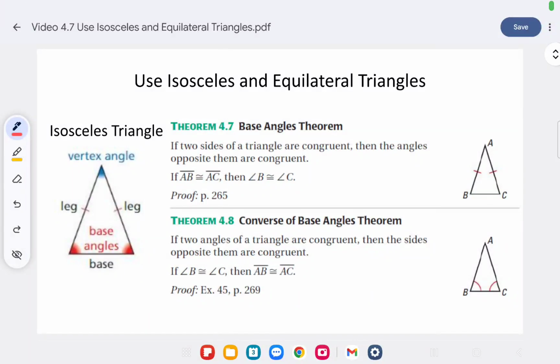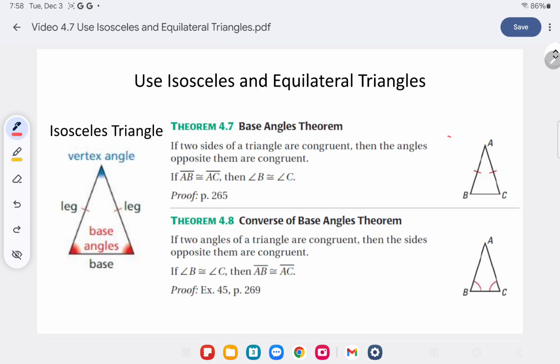All right, let's talk about the base angles theorem. The base angles theorem says that if two sides of a triangle are congruent, then the angles opposite them are also congruent. So this is true for isosceles triangles because in isosceles triangles, two sides are congruent.